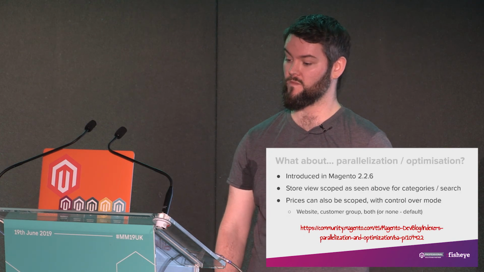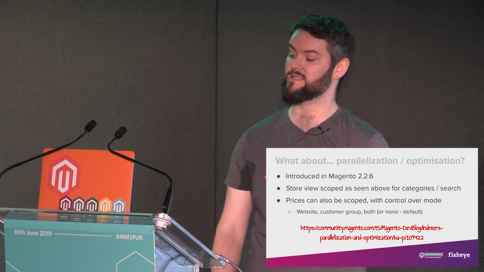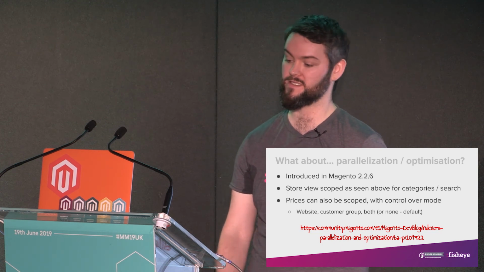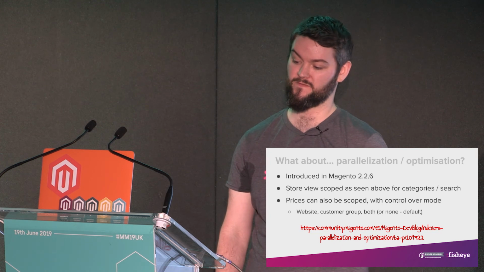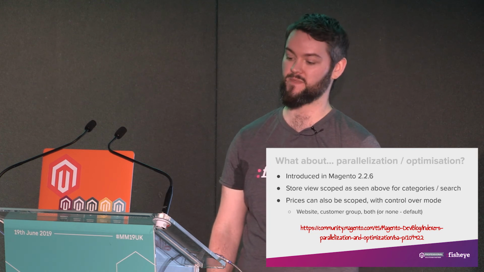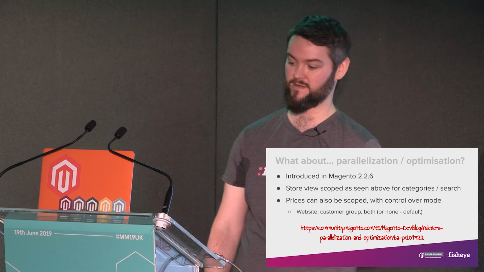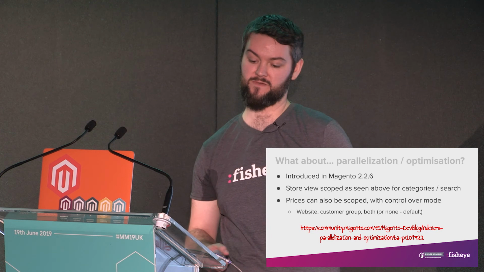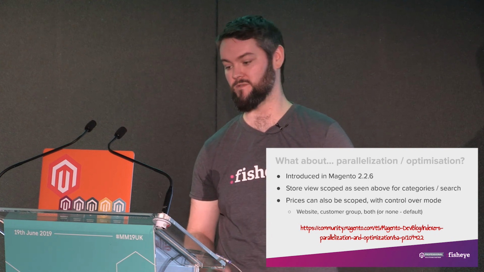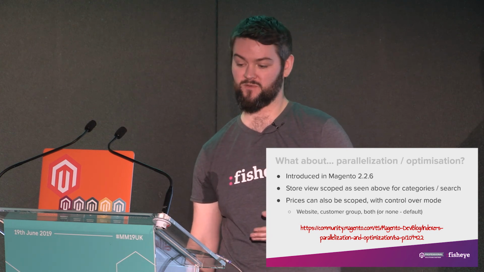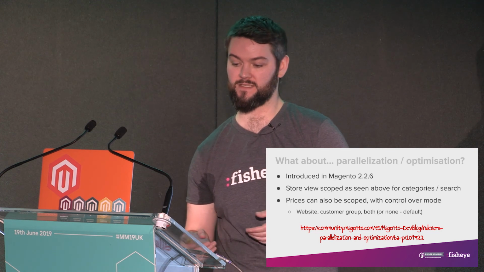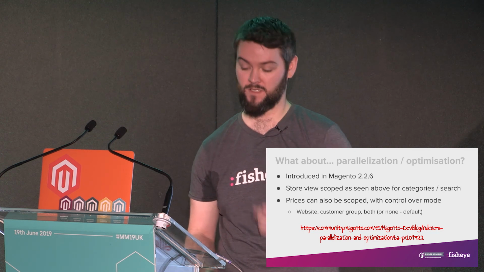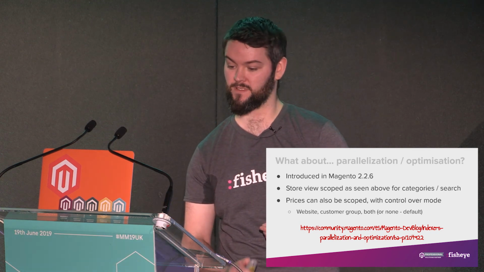Okay, so parallelization and optimization. So this is fairly new, Magento 2.6. This basically allows for a bit more scalability of some of the larger index tables. This applies to category associations and pricing. So category index tables now are split per store view. If you have multiple store views, you'll have multiple index tables. Same goes for prices. By default, it doesn't do anything, but you can set different modes so you can split the pricing index tables by website or customer group or even both. There's a link there as well to read more about it.